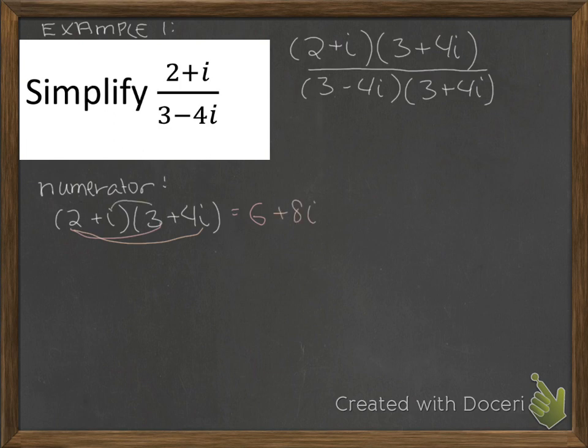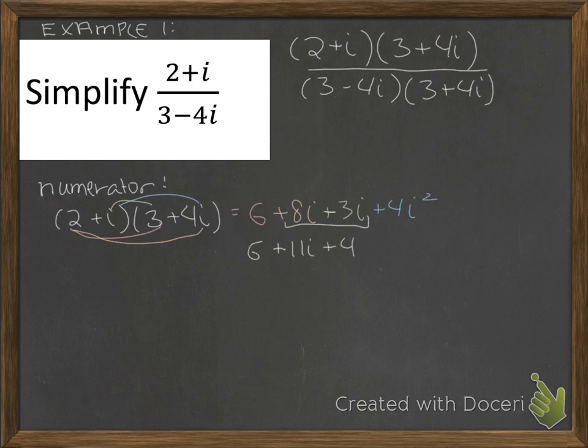Okay, then we have our inner, plus 3I. And then we have our last, it looks like it's plus 4I squared. All right, so 8I plus 3I, we can combine those. So we have 6 plus 11I.